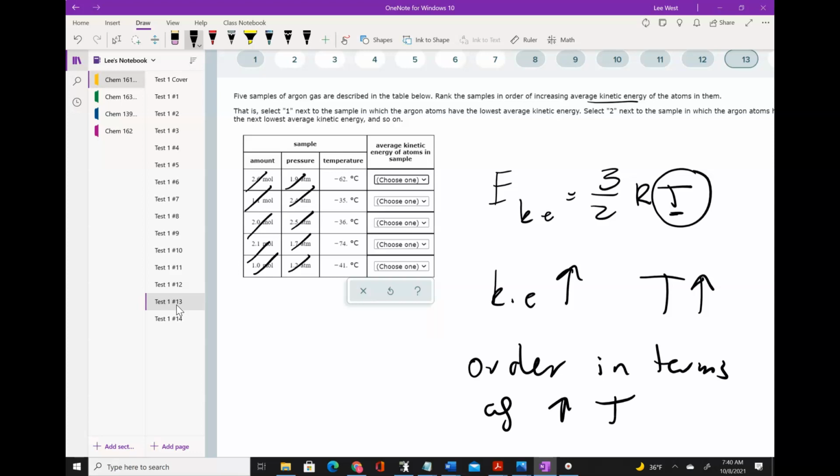That's it. All you've got to do is go to your lowest temperature, which is this one, that's a 1. Your next lowest temperature, that's a 2. Your next one, that's a 3. Your next one, that's a 4. And your next one, that's a 5. Often with these velocity and kinetic energy problems, they'll give you information that's not actually in the formula. You can just ignore that, and this is a classic example of that.